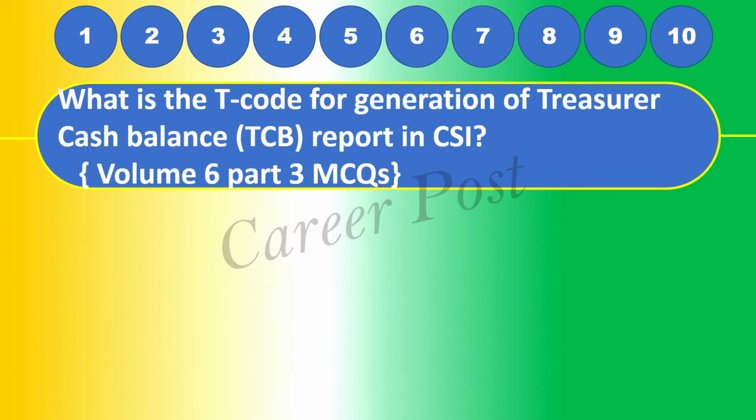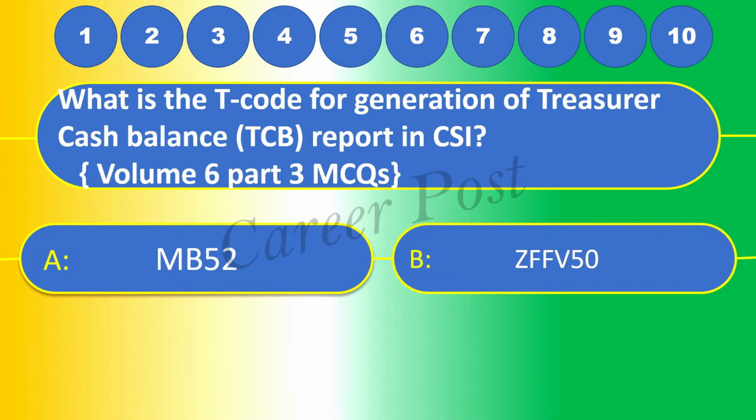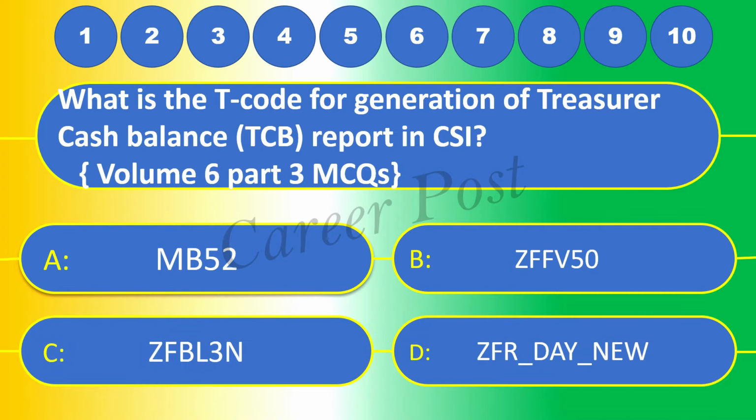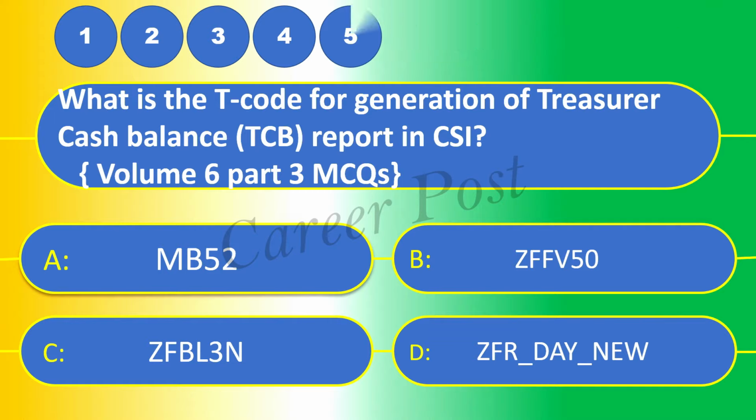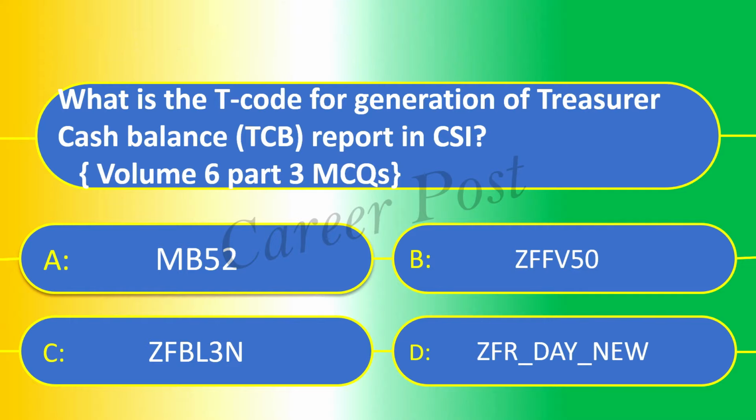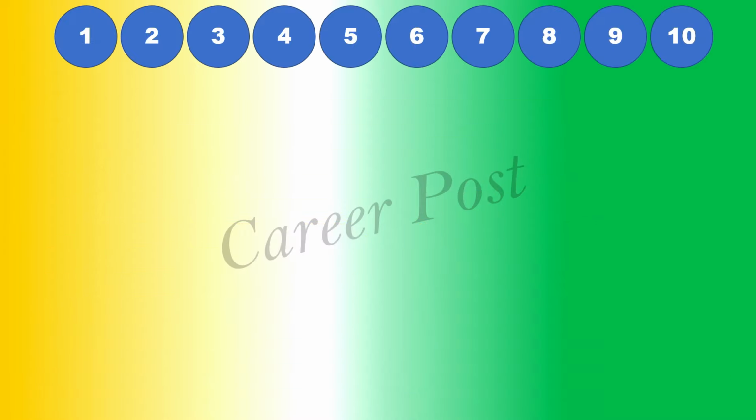The next one is, what is the T code for generation of treasurer cash balance? That is the TCB report in CSI. Volume 6 Part 3 questions. The options are: A MB52, B ZFFV50, C ZFBL3N, D ZFR_day_new. Your time starts now. What is the T code for TCB, treasurer cash balance? To generate this treasurer cash balance report, what is the T code you use? The answer is ZFBL3N.